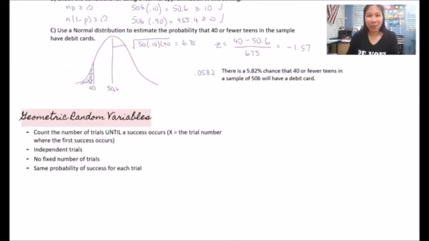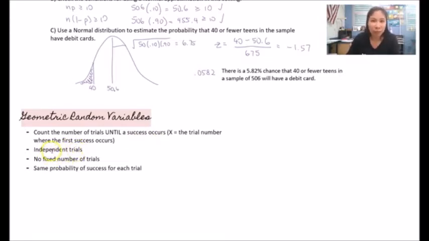All right, so the last thing I want to talk about in this section is the geometric random variables. Geometric is different than binomial because in geometric, we are counting the number of trials until a success occurs. So our random variable x stands for the trial number where the first success occurs, which means you're failing a bunch of times first, and then the trial number where you actually get a success counts as a geometric random variable.